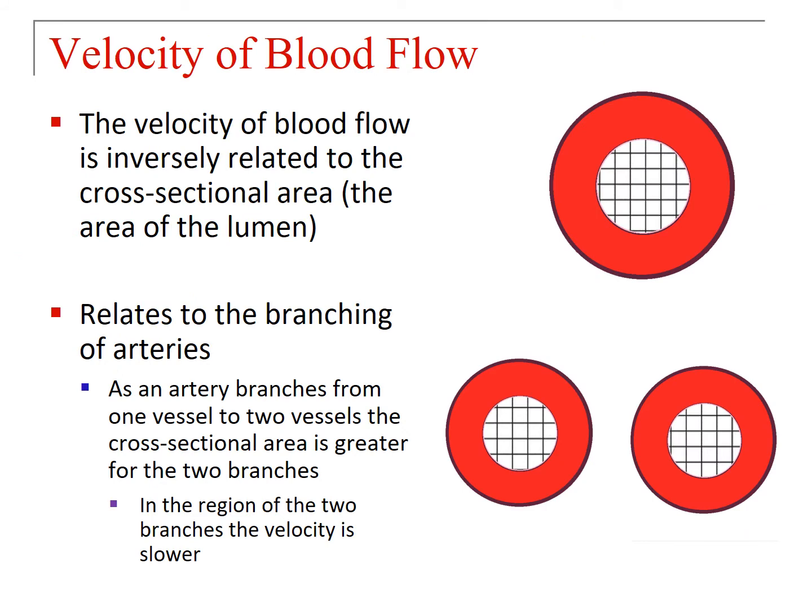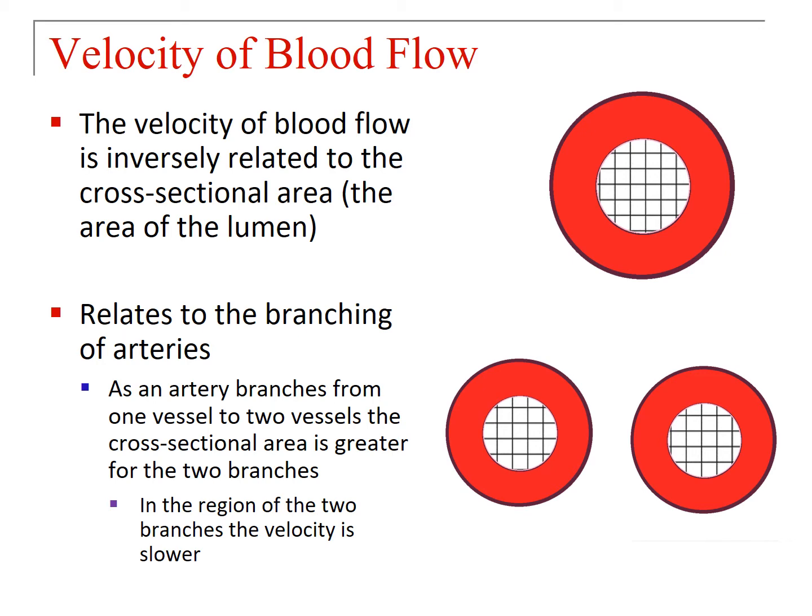So the velocity of blood flow is inversely related to the cross-sectional area, in other words, the area of the lumen. And what's meant by that is basically the greater the cross-sectional area, the more lumen that there is, the slower that blood flows.